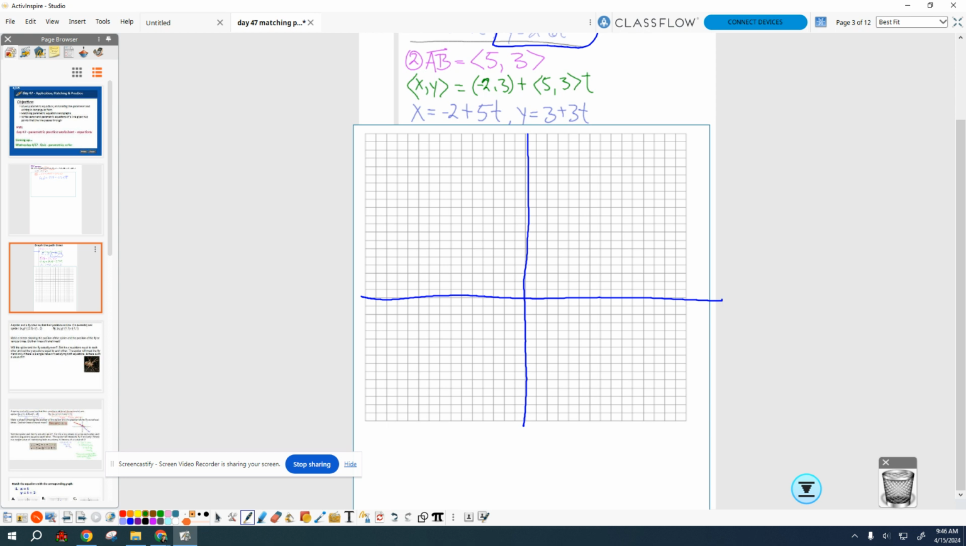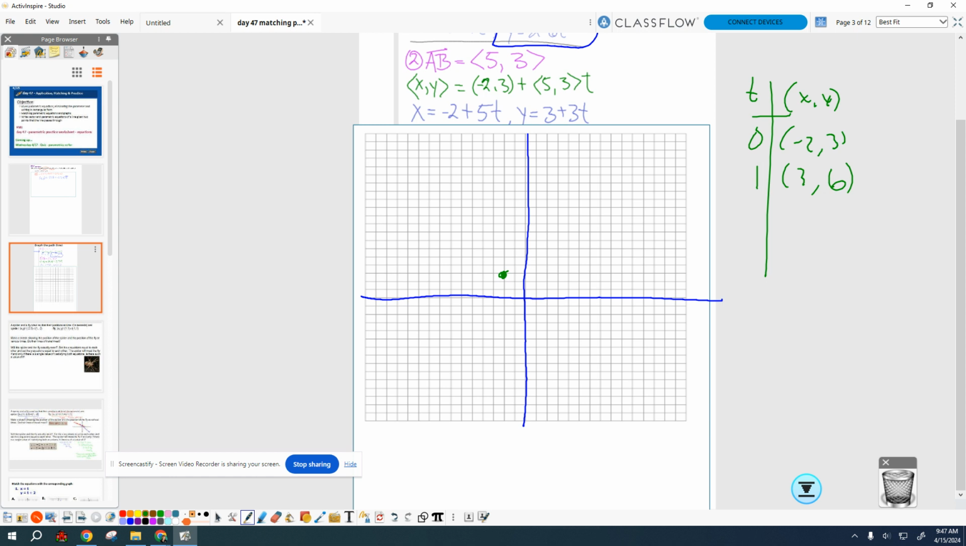Because of the x. Okay, well, when time is 0, that vector goes away, so -2, 3. And then you go right 5, up 3. So at 1 second, which is go to the right 5 and up 3, -2 plus 5 is 3. 3 plus 3 is 6.